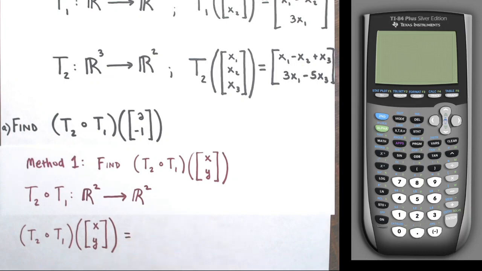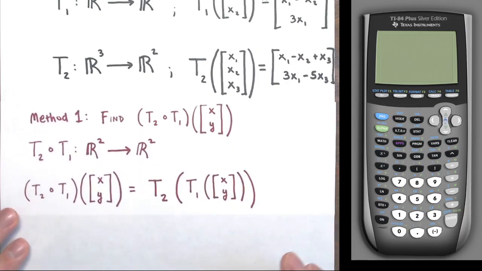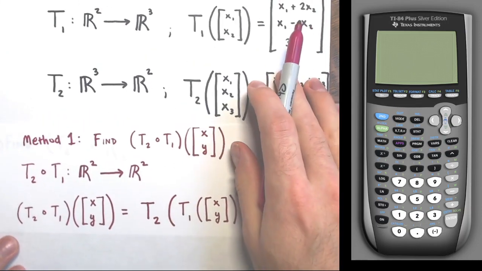So remember how this is defined. This was on the previous page. This is, I take what's T2 at T1 of xy. Right, so this is telling me take the vector from R2, apply T1 to it, then take that vector, whatever that is, and apply T2 to it. All right.